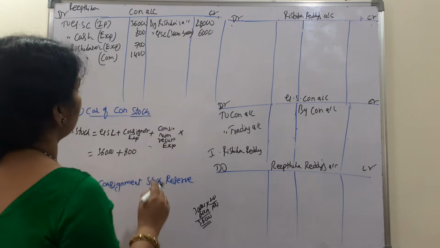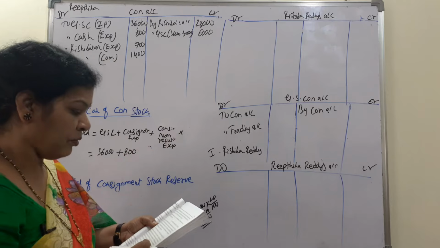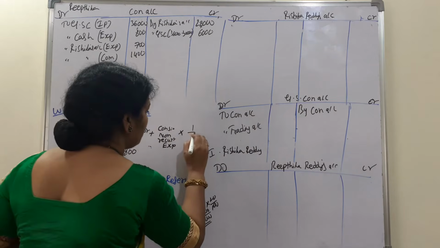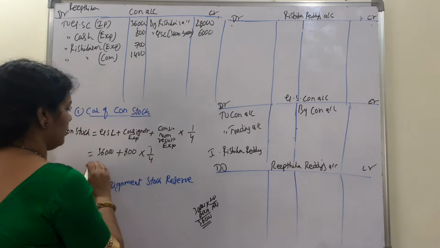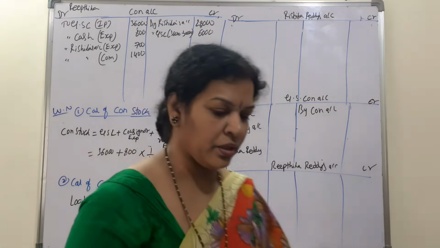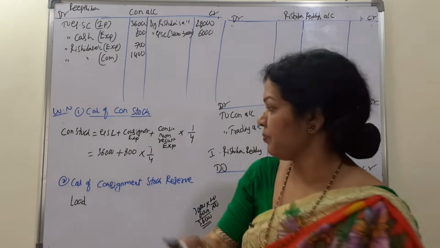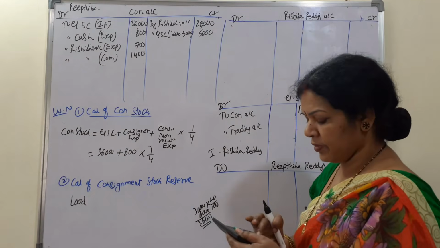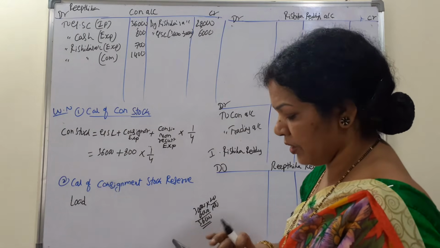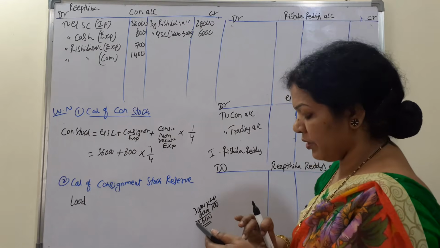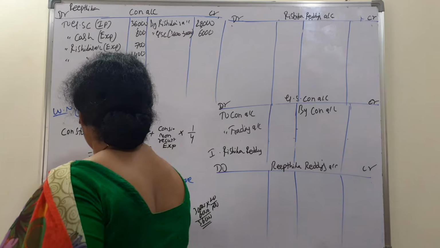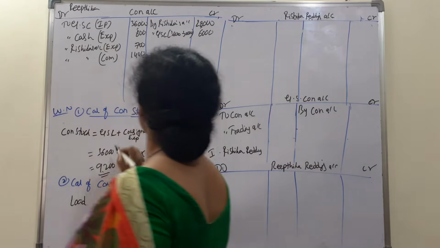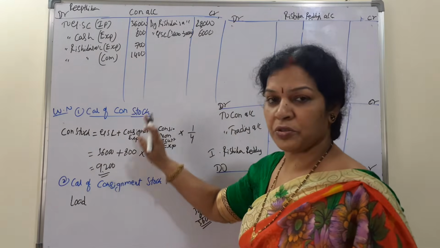How much is sold? 3/4 of the goods are sold, which means 1/4 is left, into 1/4. Use the calculator: 36,800 divided by 4 comes to 9,200. So 9,200 is the consignment stock.